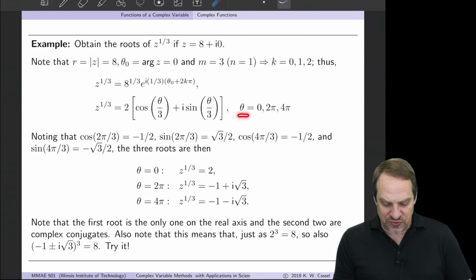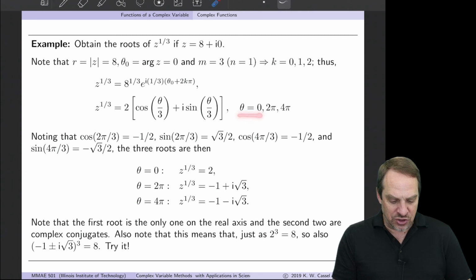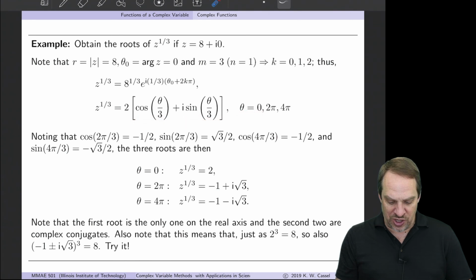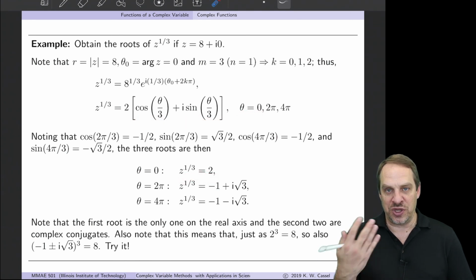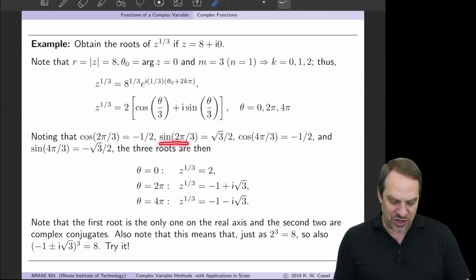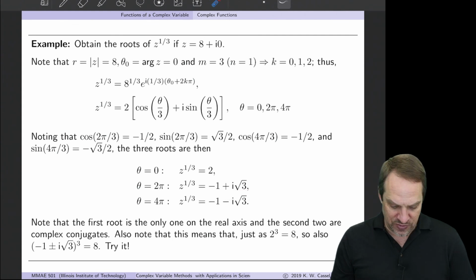So we take the 3 values. First, take theta equal to 0. Cosine of 0, of course, is 1. Sine of 0 is 0. So that's why we just get 2. That's the real result that we would expect. Then we take theta as 2 pi, so that's cosine of 2 pi over 3. Well, cosine of 2 pi over 3 is minus a half, cancels with the 2, and we have minus 1. Sine of 2 pi over 3 is root 3 over 2, so the 2's cancel, and we have plus I times root 3.